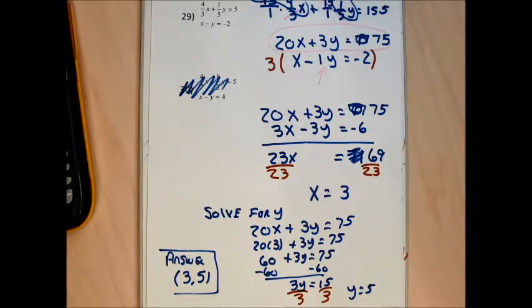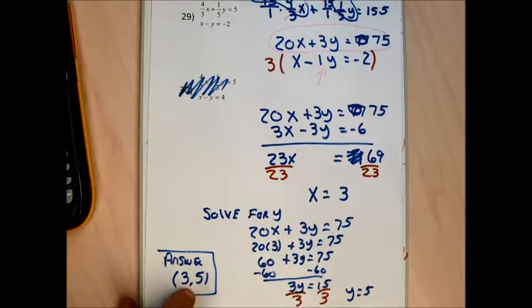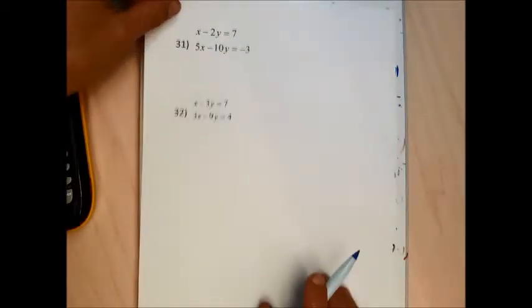Alright, so that's everything for 29, so you won't have to do that. Just a few more problems, 3 more problems for this part of the video, and then we'll do a part 3.